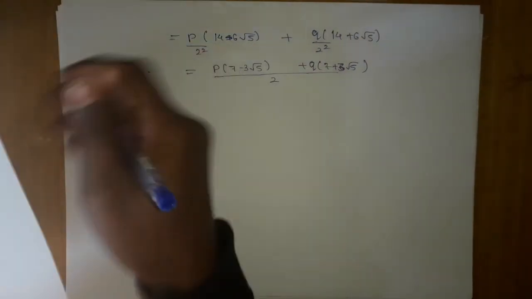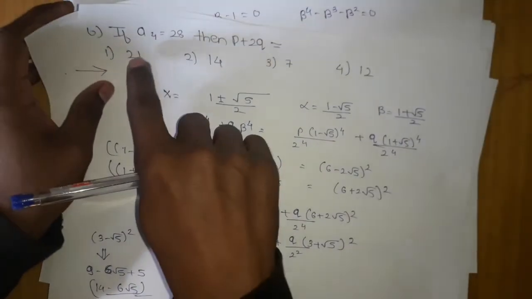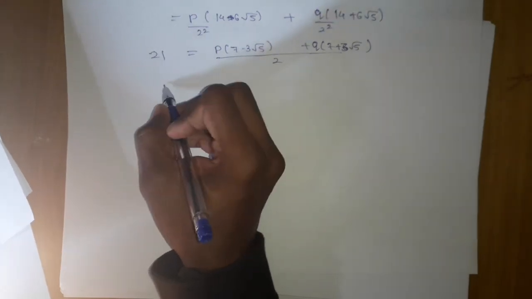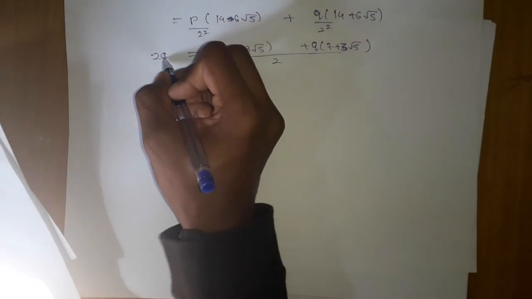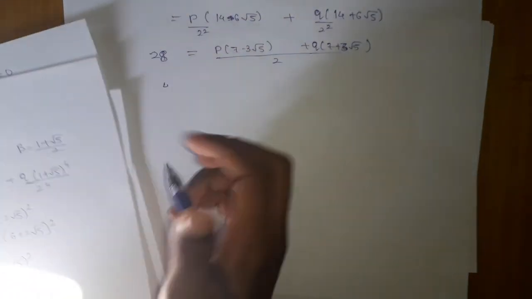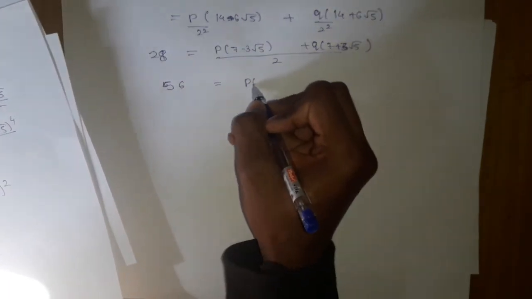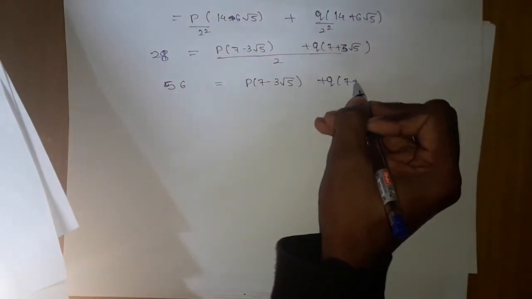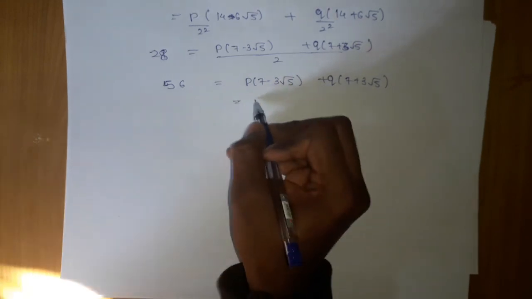And here we have what? A4 value is given. Let me get the question paper. A4 value is given as 21. So we will put here 21. When we multiply 2 by 21, what we get? 21, no, sorry, 28. So when we multiply, what do I get? 56 is equal to p into (7 minus 3 root 5) plus q into (7 plus 3 root 5). Now let's simplify this.